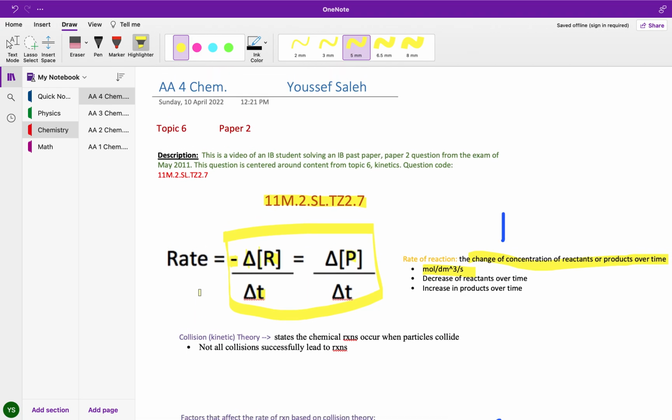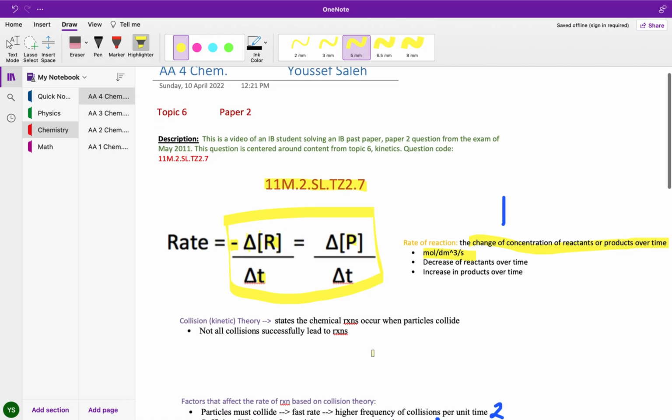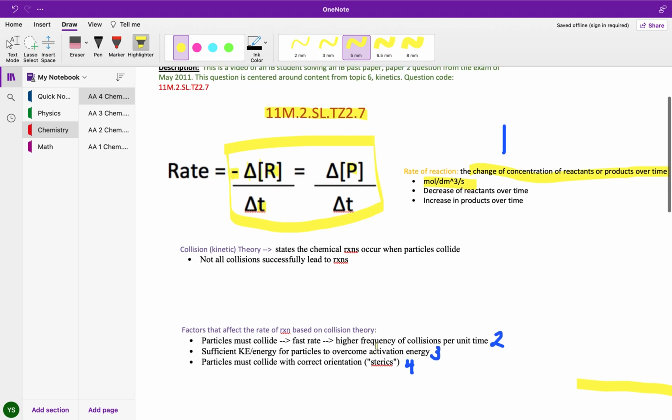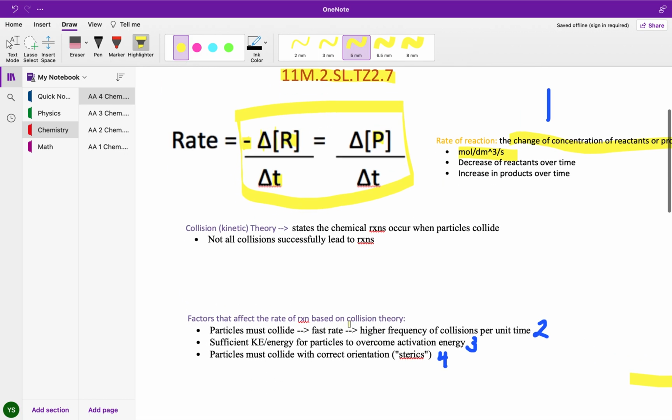Now, to solve the next part of the question, you need to understand the collision or kinetic theory. It basically states that chemical reactions occur when particles collide. However, not all collisions successfully lead to reactions. Now we need to take a look at the factors that affect the rate of a reaction based on the collision theory, what we just took a look at. You get a point for each factor you list.